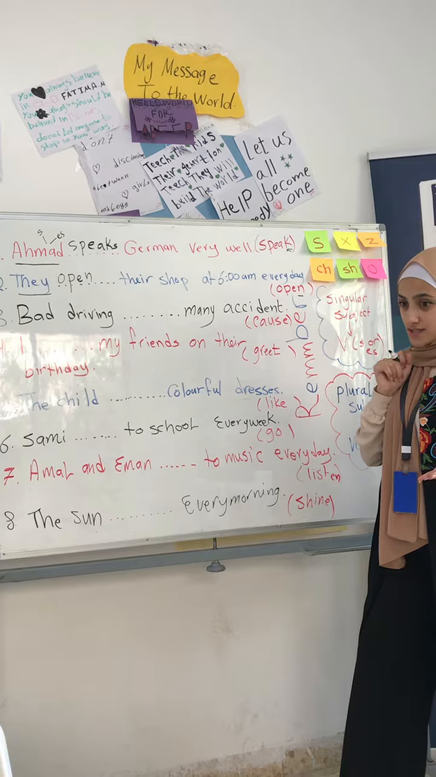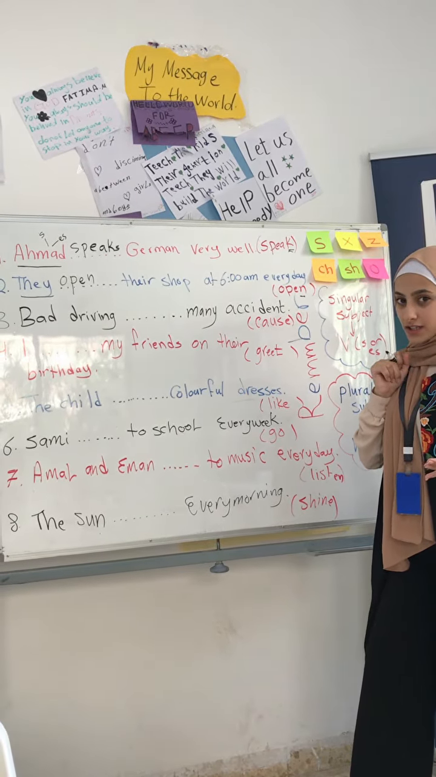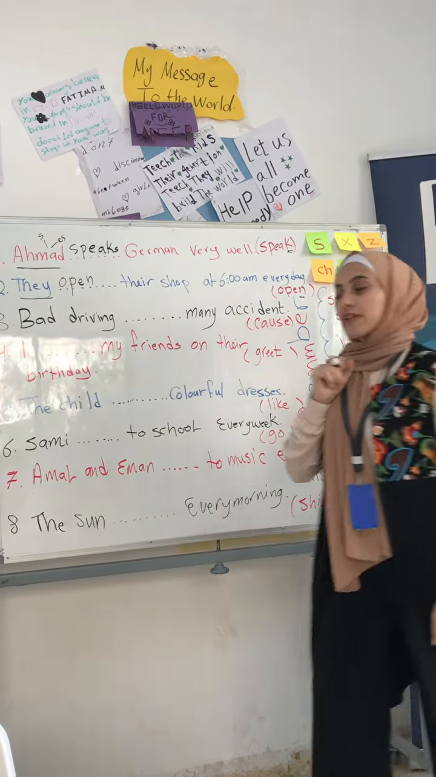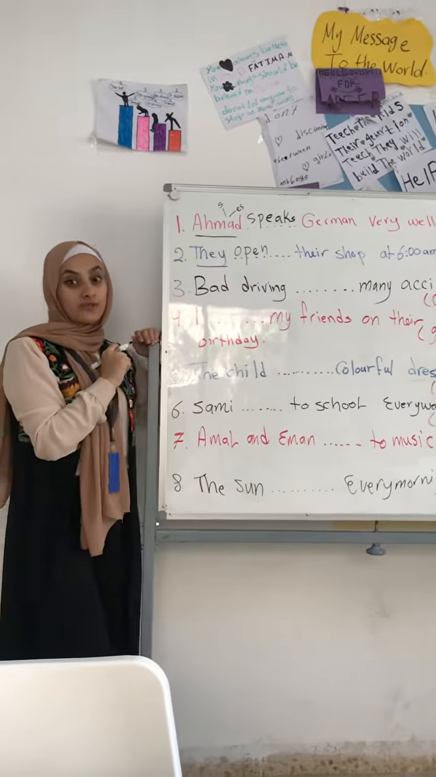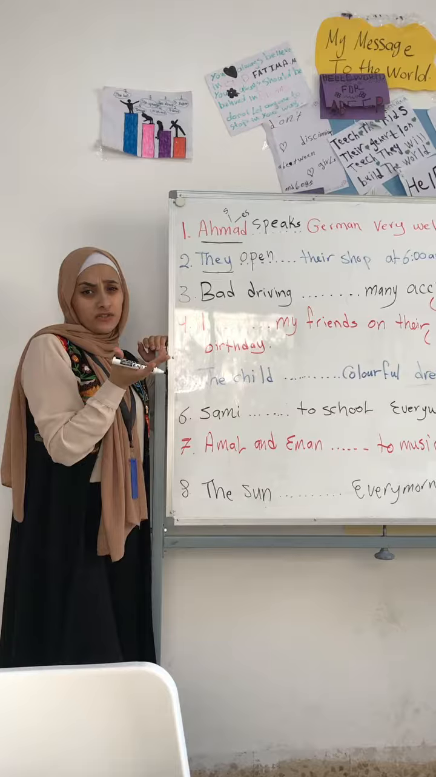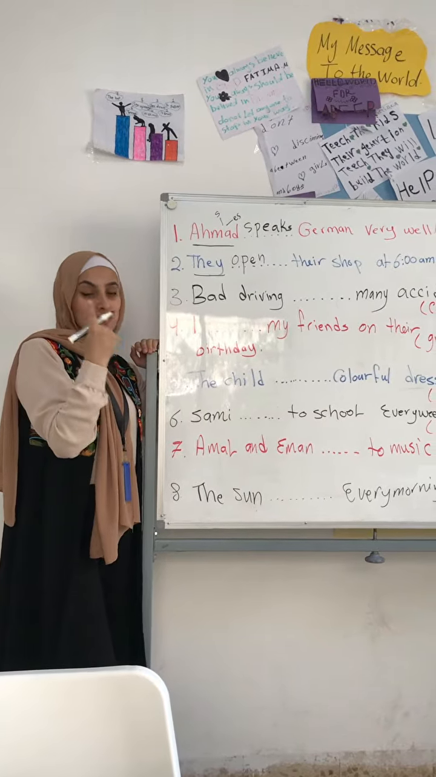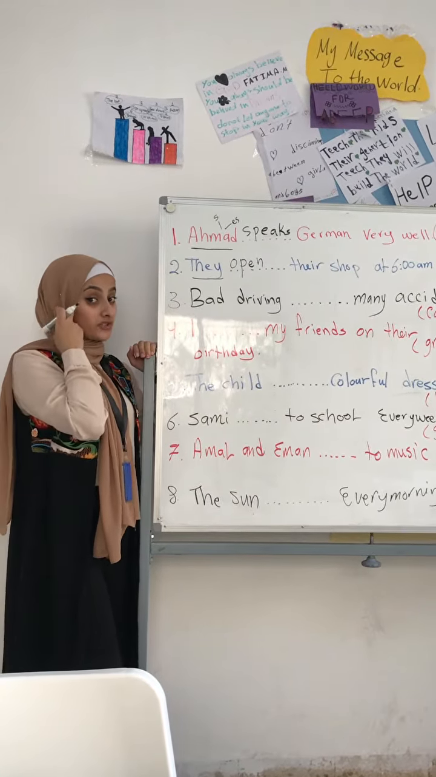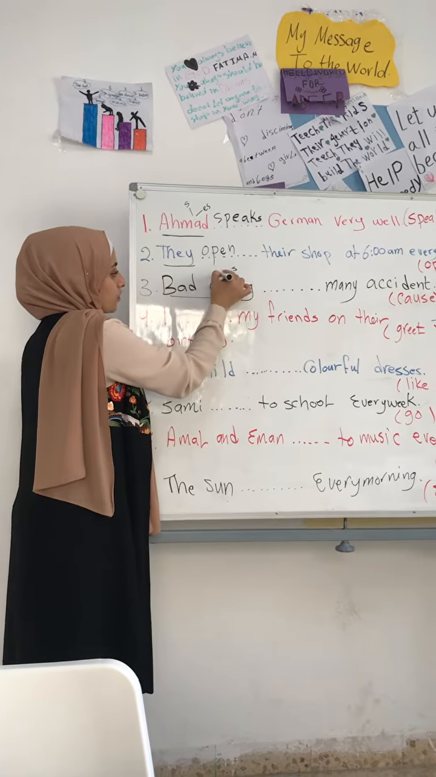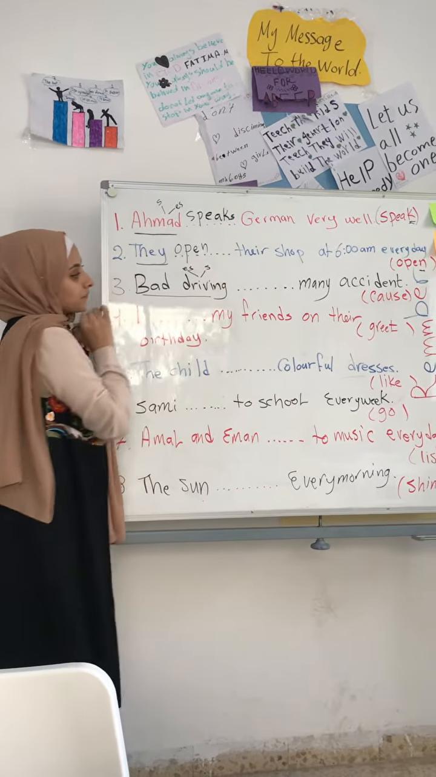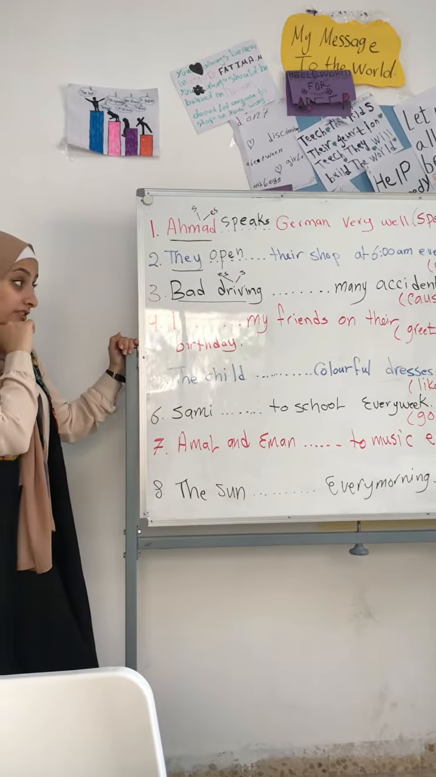With no additions? Tell me. Okay, we will do it together. Have a look at the first word, which is bad driving. What's the meaning of bad driving? It means just one thing, okay? So bad driving is a singular subject, so we will add s or es. Have a look at the verb cause.